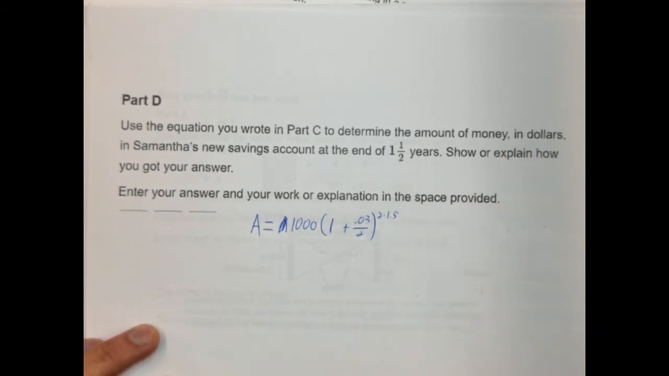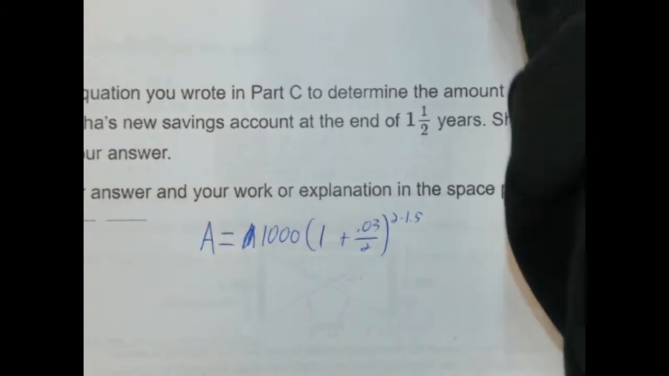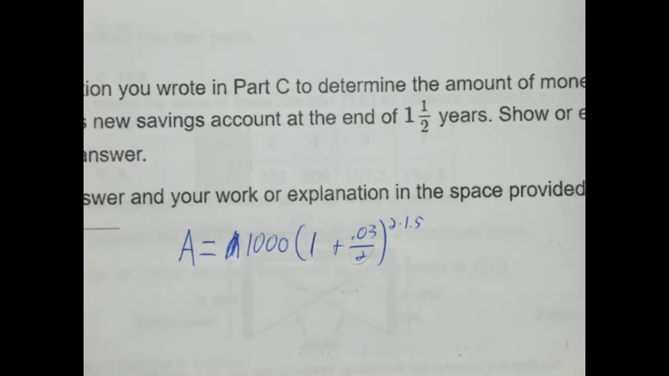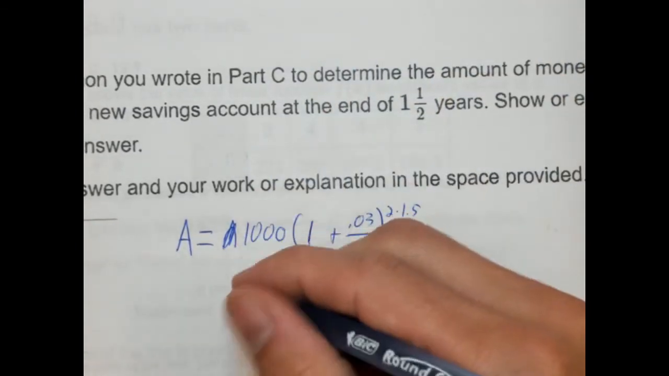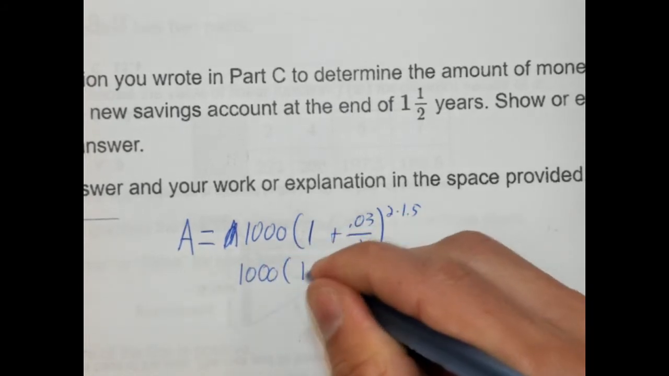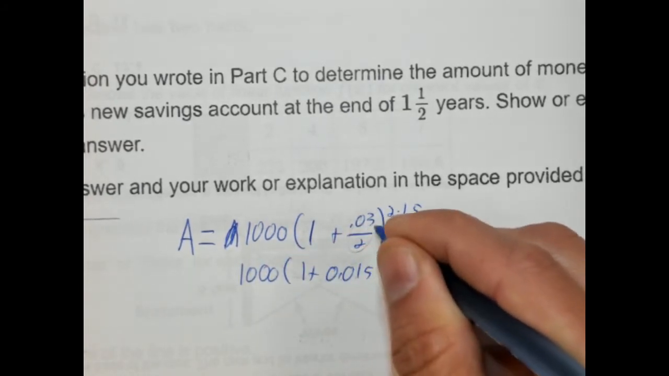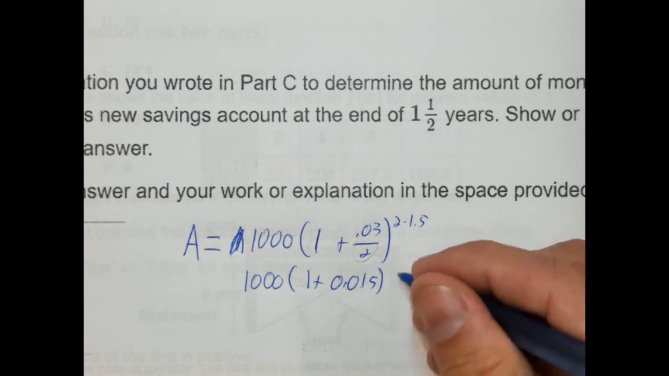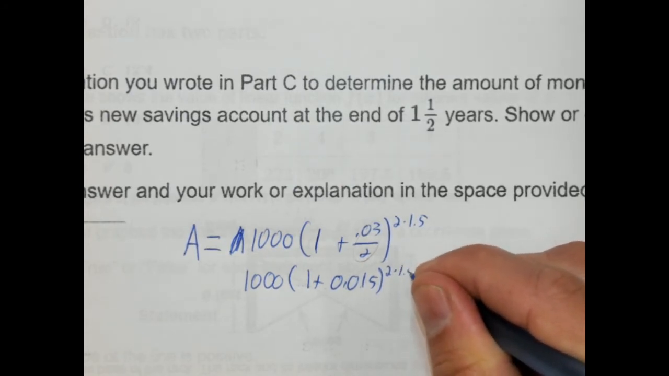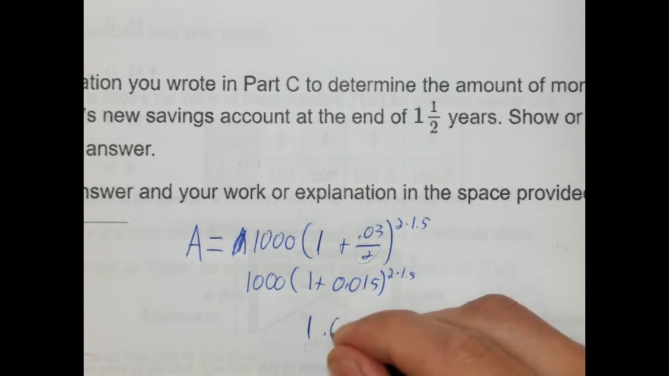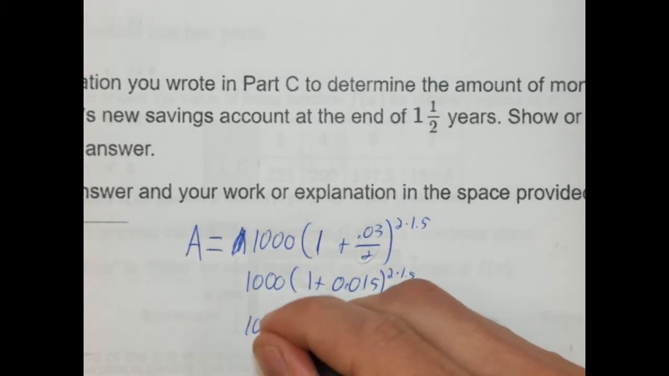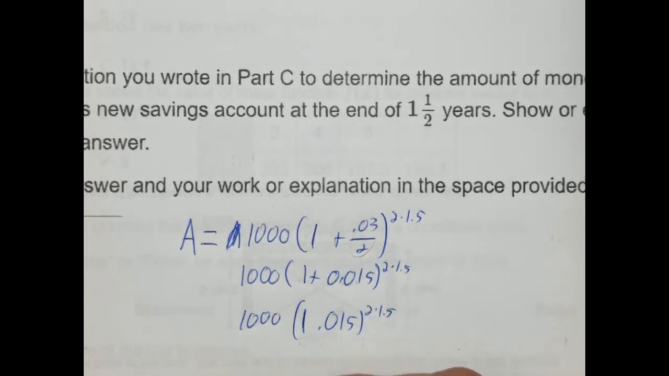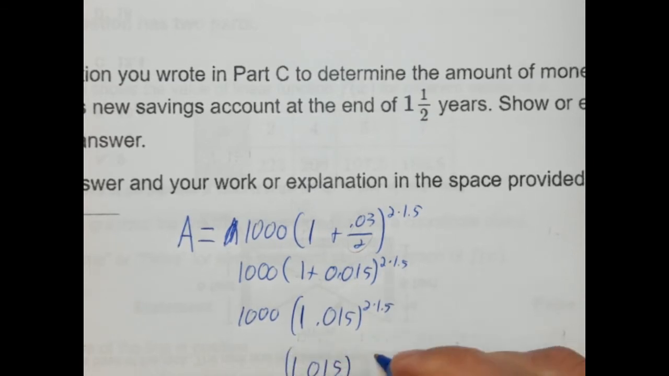So at this point it just becomes an order of operations problem, right? So let's do the stuff in the parentheses first. So 1,000 times 1 plus 0.015, because 0.03 divided by 2 is 15 thousandths. And then 2 times 1.5. So 1 plus this would be 1.015, and 2 times 1.5 would be 3. So 1.015 to the power of 3.